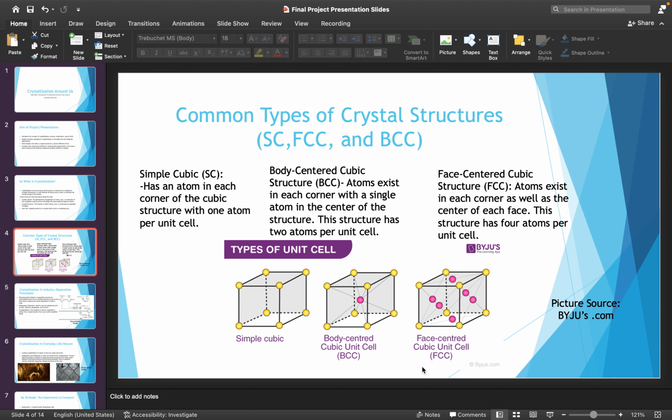As an example, there are common types of crystal structures: simple cubic structure, body center cubic structure, and the face center cubic structure, which often occurs in metals. For the simple cubic structure, which will be the first photos shown down here, there is an atom in each corner of the cubic structure with one atom per unit cell. For the body center cubic structures, atoms exist in each corner as you see here, with an atom in the center of each structure. The structure has 2 atoms per unit cell. The face center cubic structure has atoms existing in each corner as well as an atom in the center of each face, as you see here. This structure has 4 atoms per unit cell.